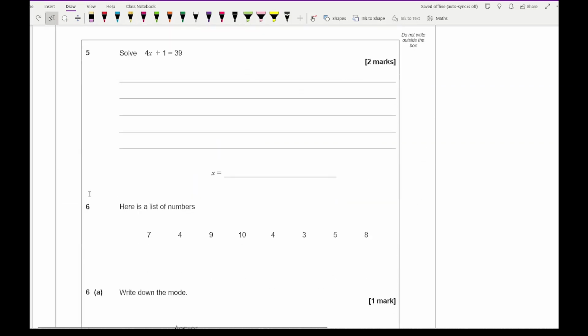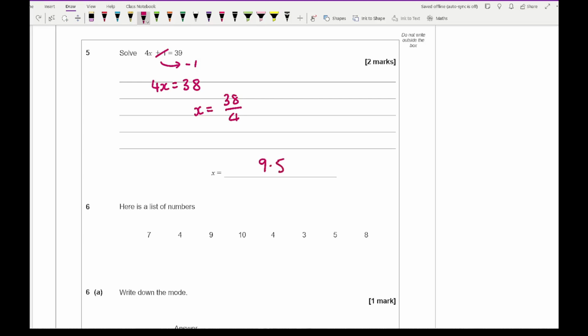Moving on to question 5, here we want to solve the equation of 4x plus 1 equals 39. So we start by taking the 1 over by subtracting 1, and then we've got 4x equals 39 take away 1, which is 38. So x equals 38 divided by 4, which gives us the answer of 9.5.